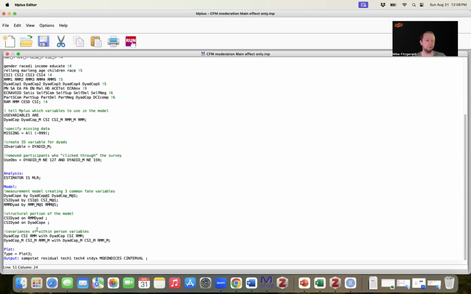Right. And so what we're going to do here is specify the regression coefficients. All right. So the "on" statements and then "plus" are those regression coefficients. So we have CSI dyad on relationship mindfulness. Actually, I need to add in that beta path that I had accidentally deleted. So this is going to be our C prime path.